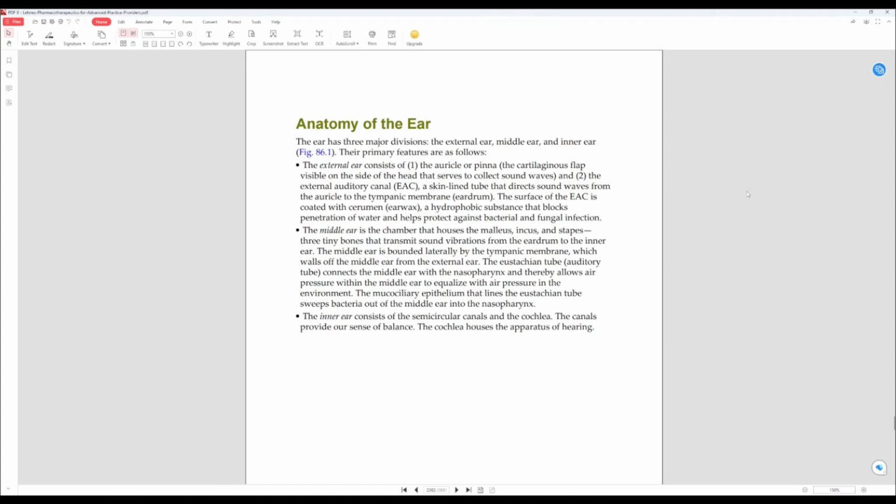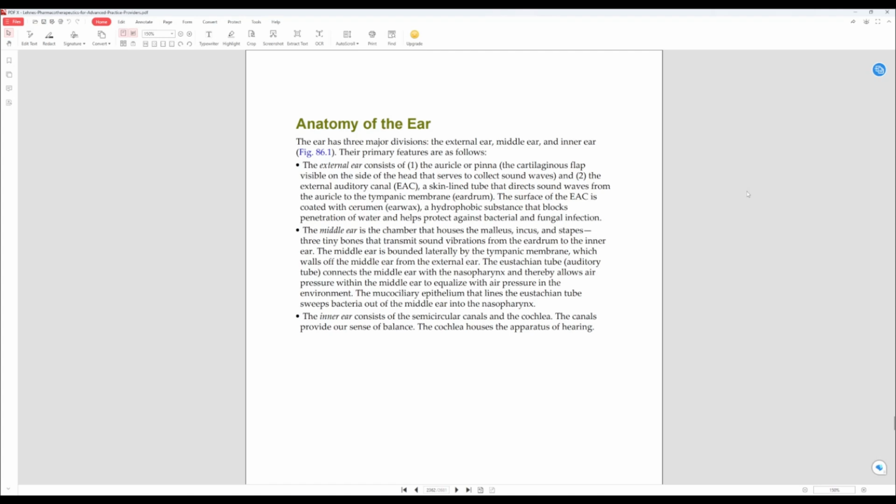The middle ear is the chamber that houses the malleus, incus, and stapes, three tiny bones that transmit sound vibrations from the eardrum to the inner ear. The middle ear is bounded laterally by the tympanic membrane, which walls off the middle ear from the external ear. The eustachian tube connects the middle ear with the nasopharynx and thereby allows air pressure within the middle ear to equalize with air pressure in the environment. The mucociliary epithelium that lines the eustachian tube sweeps bacteria out of the middle ear and into the nasopharynx.